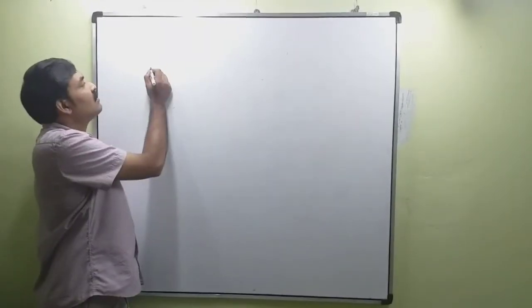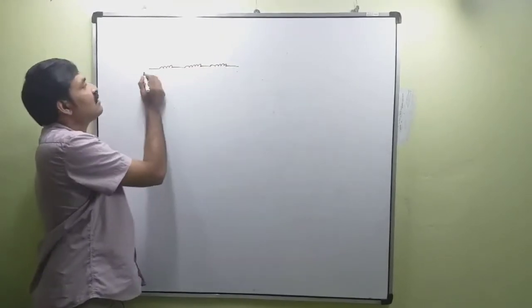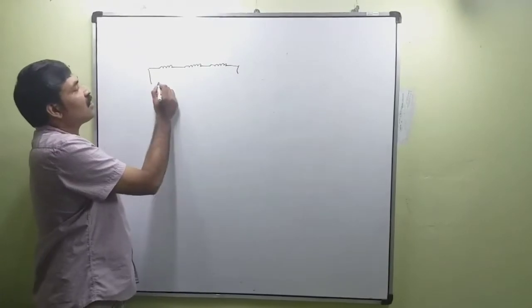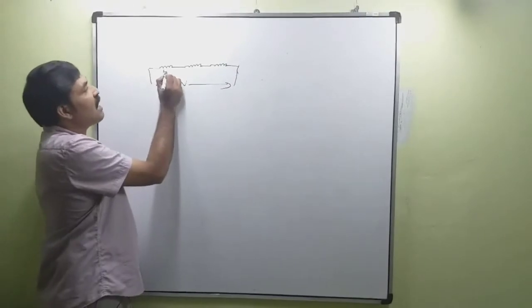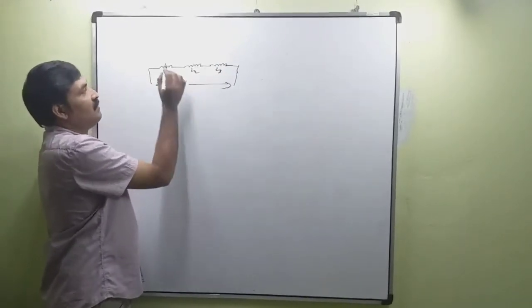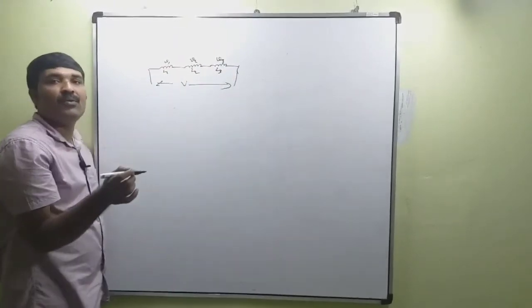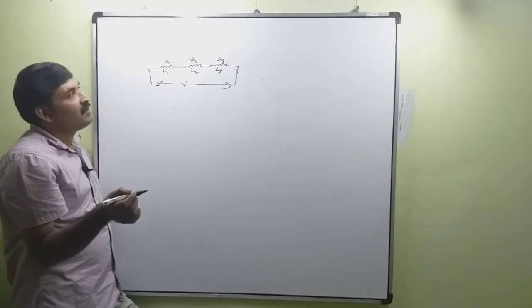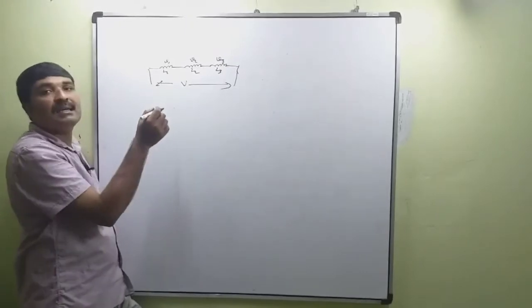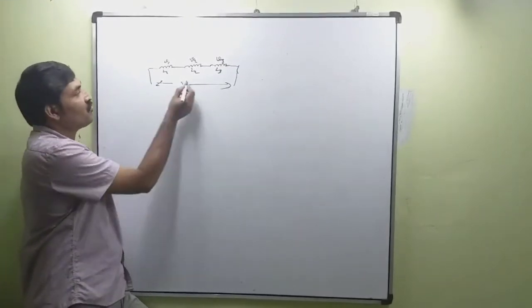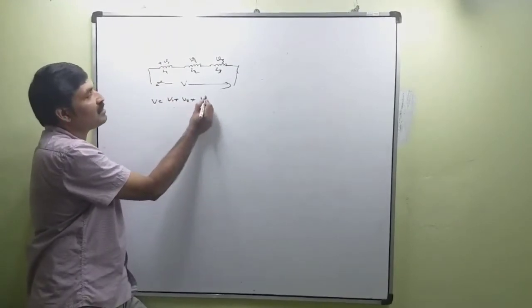Consider the inductances in series. Let these be 3 inductances that are connected in series, and the voltage applied is V. Now let the values be L1, L2, L3, V1, V2, V3. Now we want to find the equivalent inductance when inductances are connected in series. Now apply Kirchhoff's voltage law. So V is equal to V1 plus V2 plus V3.